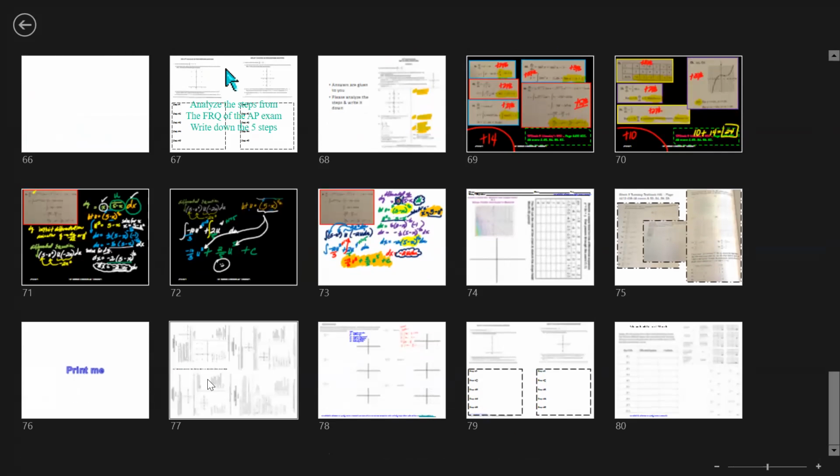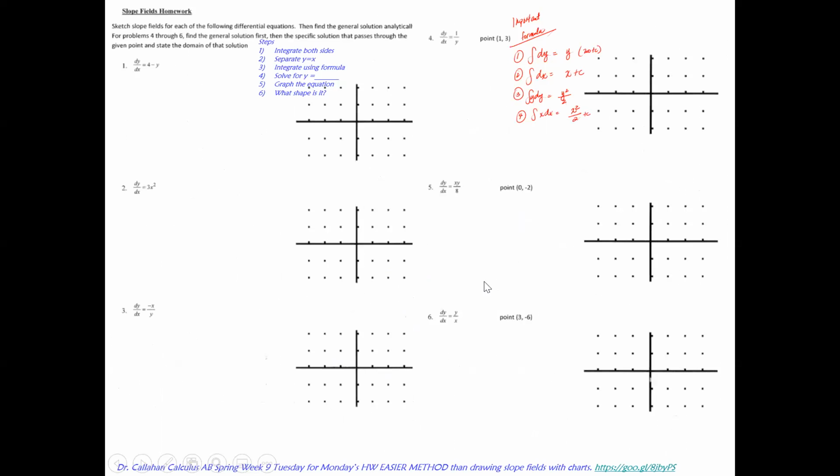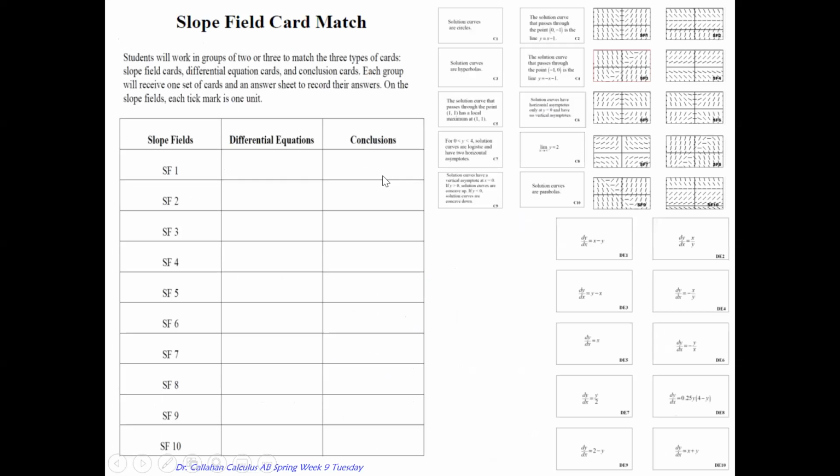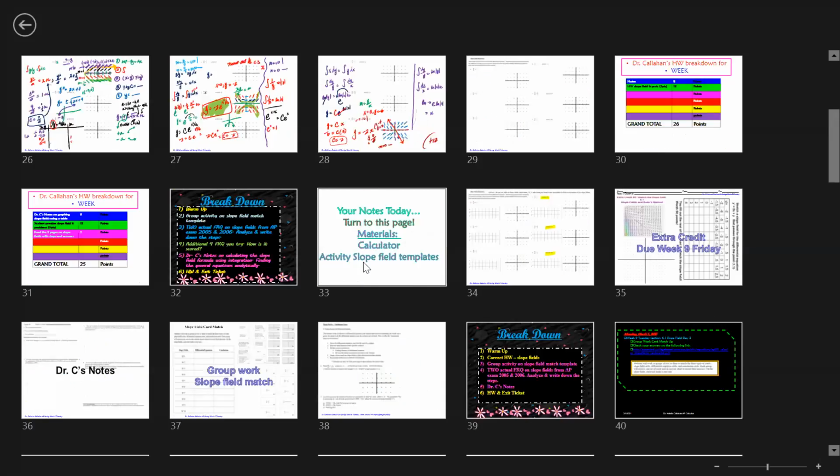There are 1, 2, 3, 4 pages. So here's the first page. Here's the second page. This page actually is the same material as you went over yesterday, which is week 9 Monday on slope fields. It's just a second copy of it. Here are the 2 questions from the 2005 and 2006 AP free response. We're going to be analyzing this. And then this is going to be your template for the slope field card match. All right, so with that said, let's go ahead and get started.